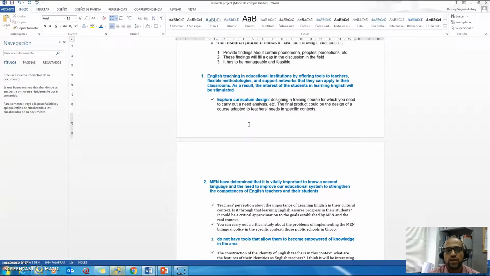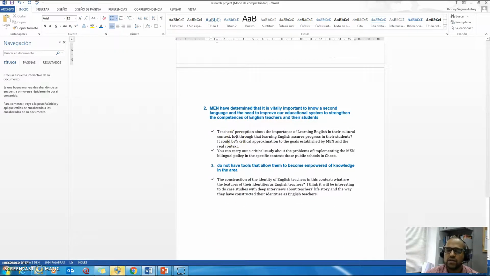Because one of the problems with the goals given by the Ministerio and the programs designed at schools is that sometimes they do not meet students' and teachers' needs, the context needs. And that's the reason why students don't see the importance of studying it, and teachers don't see the importance of teaching it. So that's an option to explore.